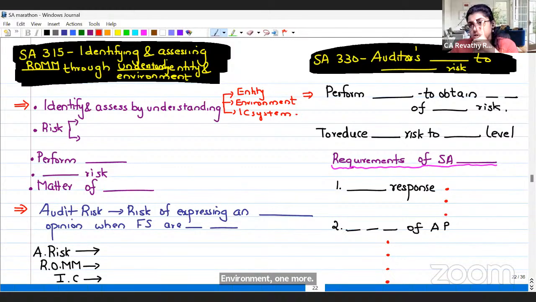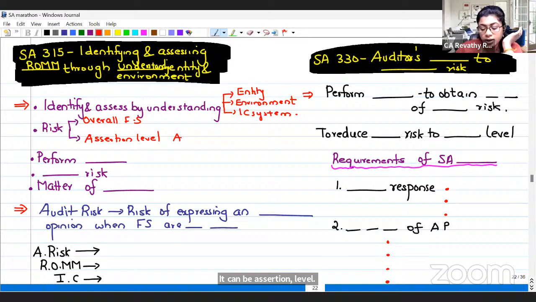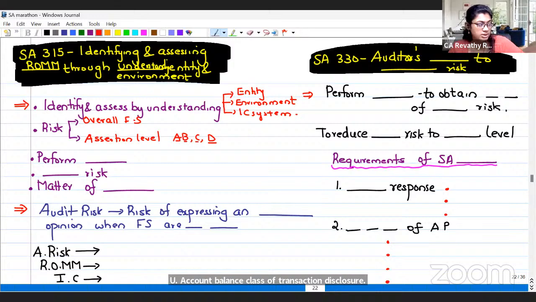Risk assessment will happen at two levels. Risk can be either with respect to overall FS or it can be at assertion level. Can I write the short form? A, B, C, D, E, F, G. Account balance, class of transaction, disclosure. Account balance is balance sheet. Class of transaction is P&L. D is disclosure. Both you have to assess.